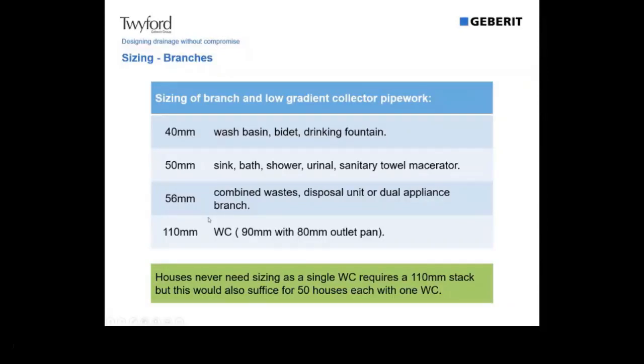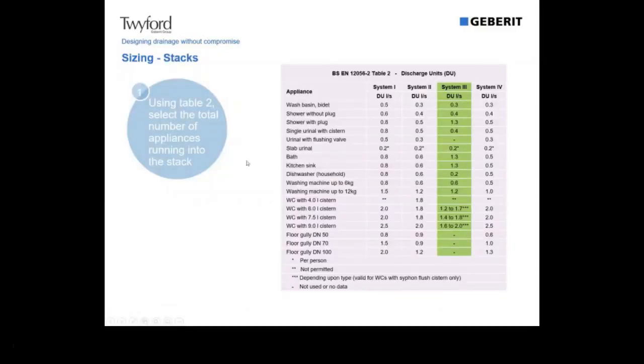And then a 110 for a WC. 90 or an 80 mil with the outlet pan. And we'll pick up on that 110 as to the restriction that offers in some areas, because houses need a 110 stack. But in reality, a 110 stack would actually pick up 50 pans. So there's an awful lot of work being done by, or can be done by a smaller pipe, which we'll pick up later on. So sizing of the stack, I'm sure you're all very used to this.